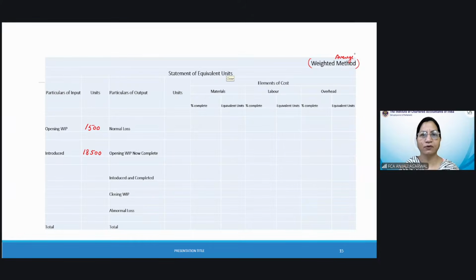Is it okay if we follow the systematic approach? Systematic approach of what, Anil?